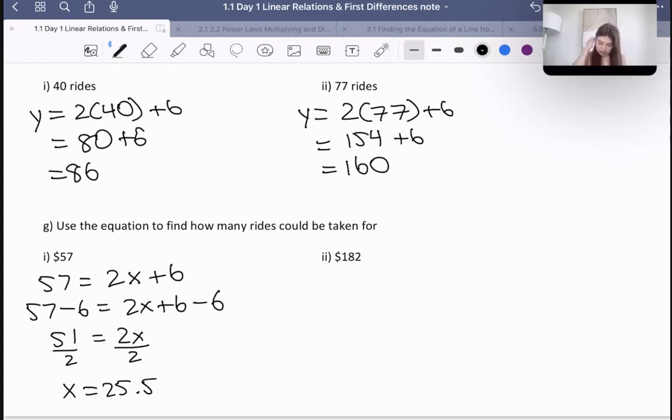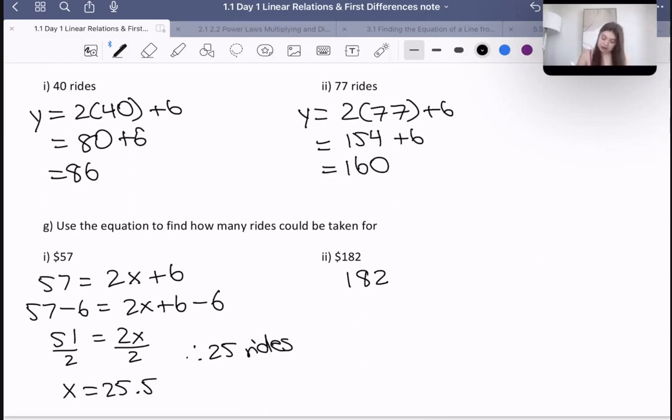So it looks like 25 rides would be our answer, because we can't really do 25 and a half rides. I don't think it works like that. We would be able to just do 25 rides, then we'd have $1 left over to spare in that situation. Good. All right, what about if we had $182 to spend?